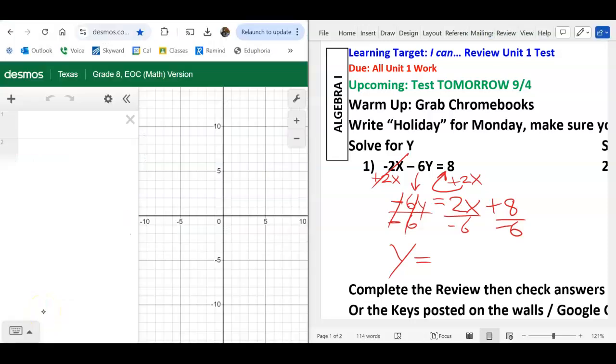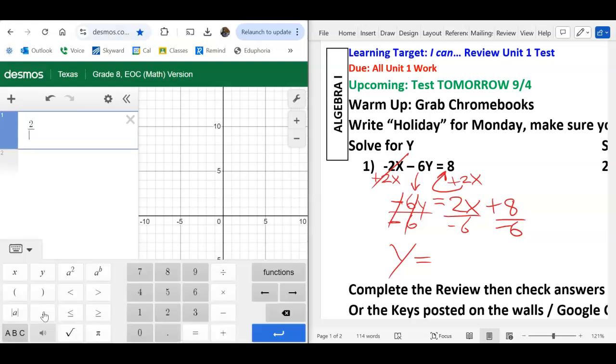Okay, with Desmos off to the left here, 2 over negative 6. You can actually just type that in here on Desmos, 2 divided by minus 6. I don't want that ugly decimal because you'll notice your answer choices on the review and the test are going to be fractions. So how do I turn that 2 over negative 6 into a reduced fraction?